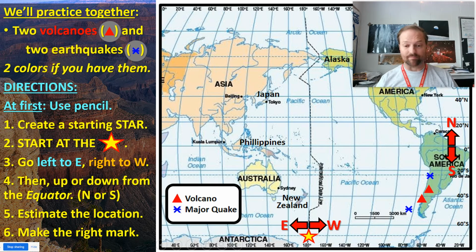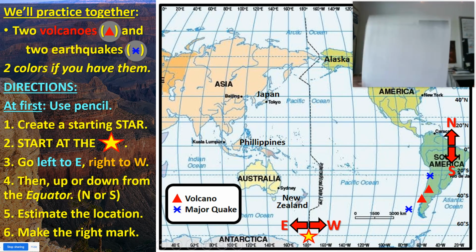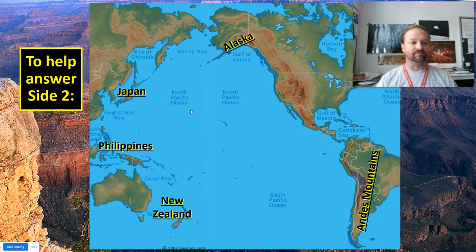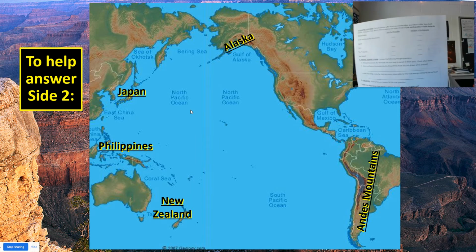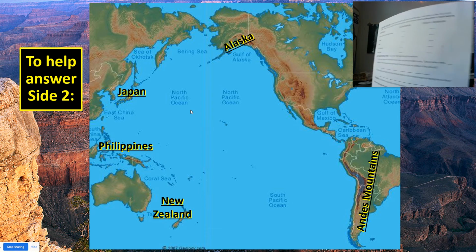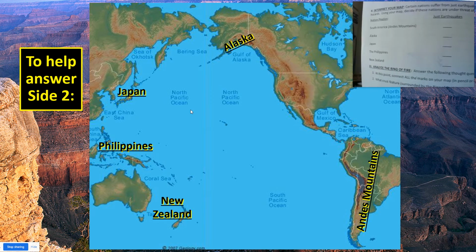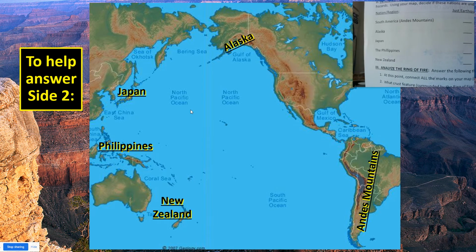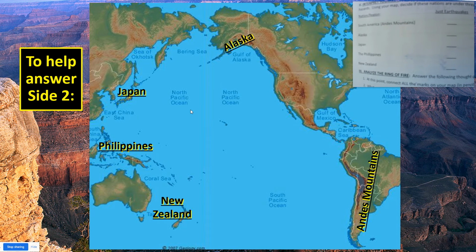So continue your mapping, map out all these different volcanoes and earthquakes, and then don't forget, flip to the back, and there's more things for you to do on the back of your mapping exercise, the Ring of Fire. Okay. So, quick bit of help for side 2. Notice at the top, it has 5 locations: the Andes Mountains, Alaska, Japan, the Philippines, and New Zealand.